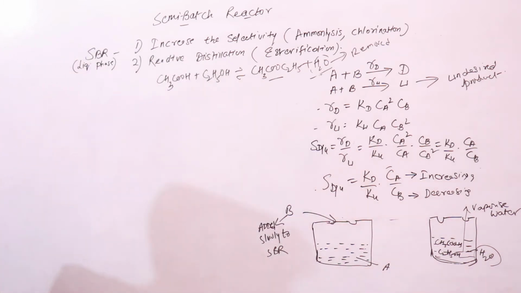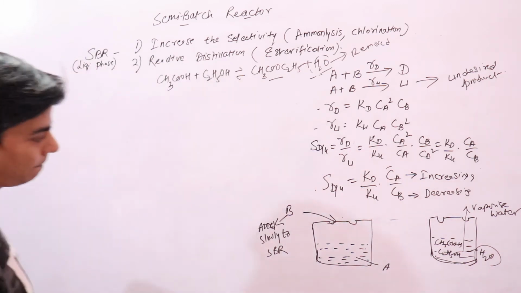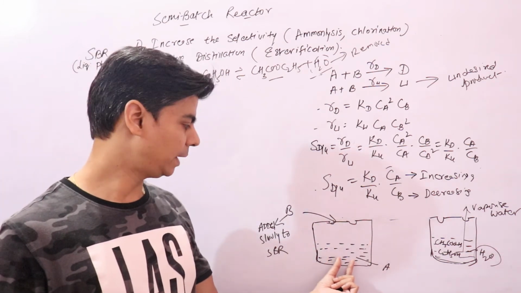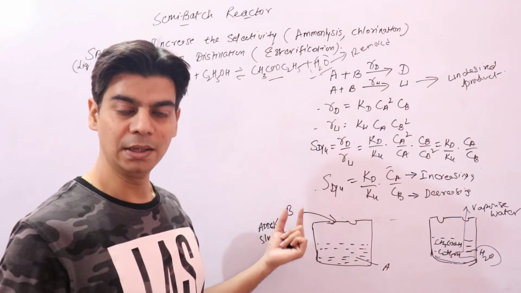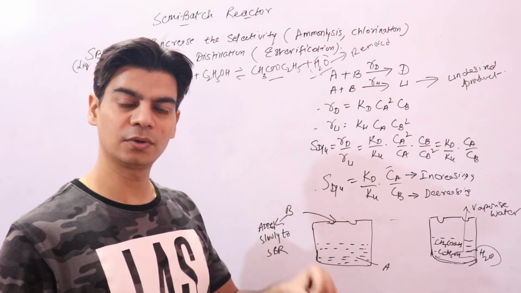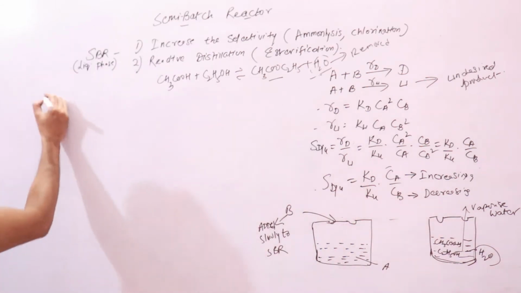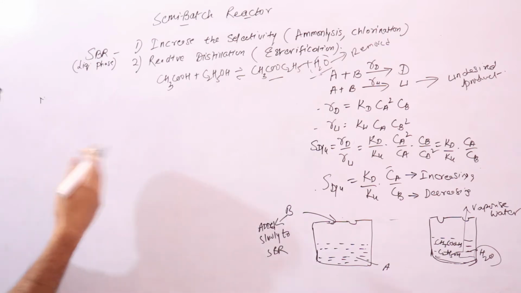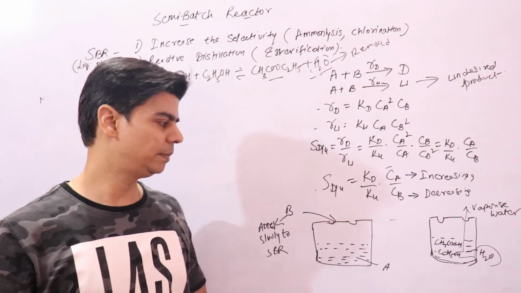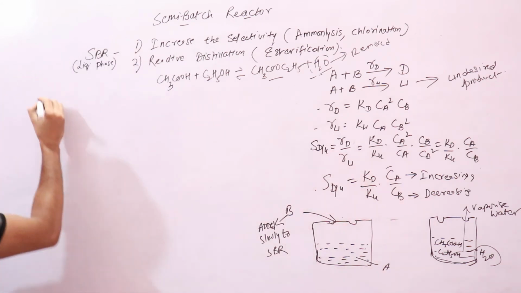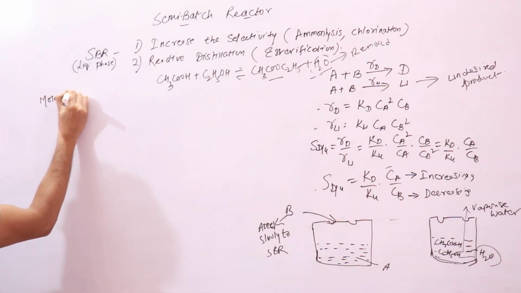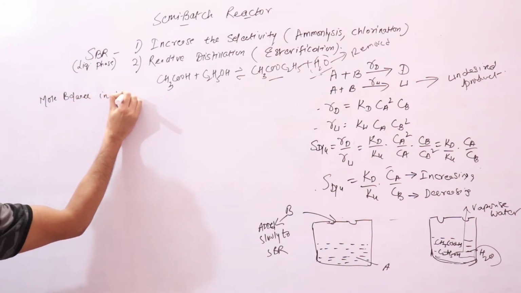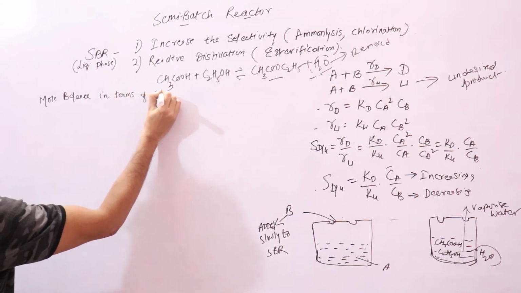Now we'll do the mole balance, using this selectivity example. We'll carry out a mole balance on A, then a mole balance on B, and then we'll write down the equations in terms of concentration. So this is the mole balance in terms of concentration, and in the next lecture we'll see the mole balance for a semi-batch reactor in terms of conversion.